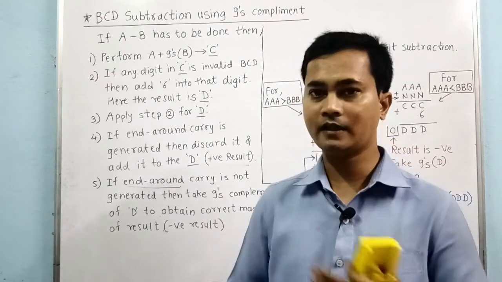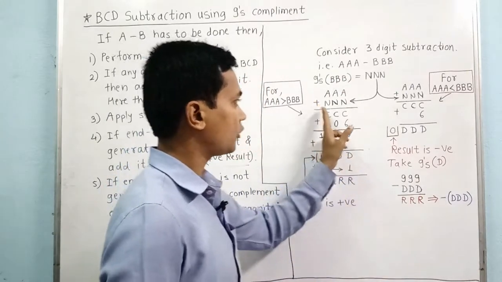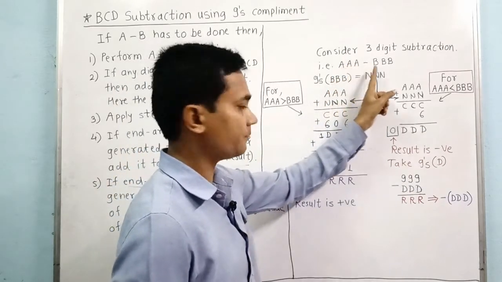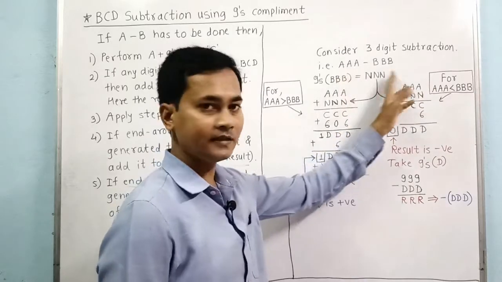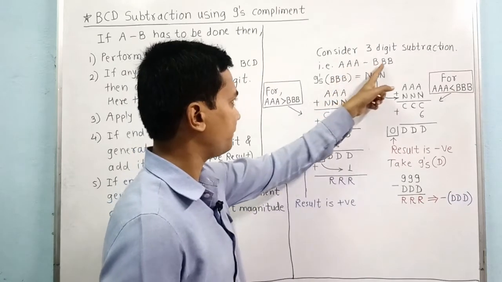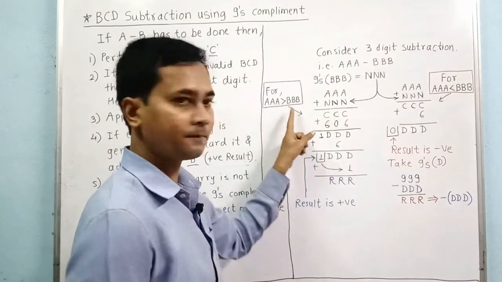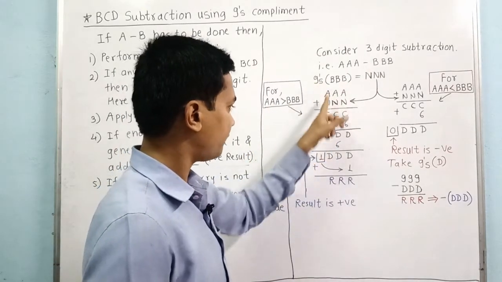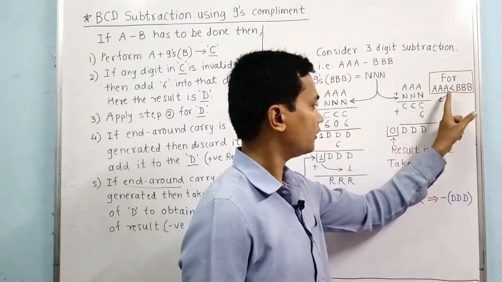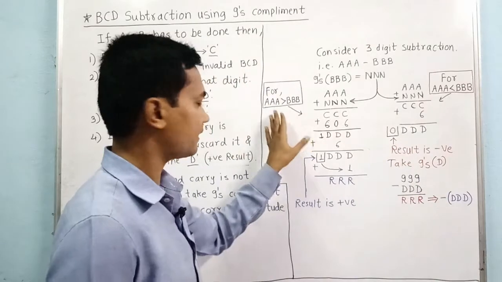If you want to understand quickly, we can use the symbolic process. Here we have two cases. The first case is performing A minus B, and we are considering 3-digit BCD values. If you subtract B from A, consider that triple A is greater than triple B, and we follow these steps. The other case is where triple A is less than triple B. In that case the result will be negative, but in the first case the result will be positive.